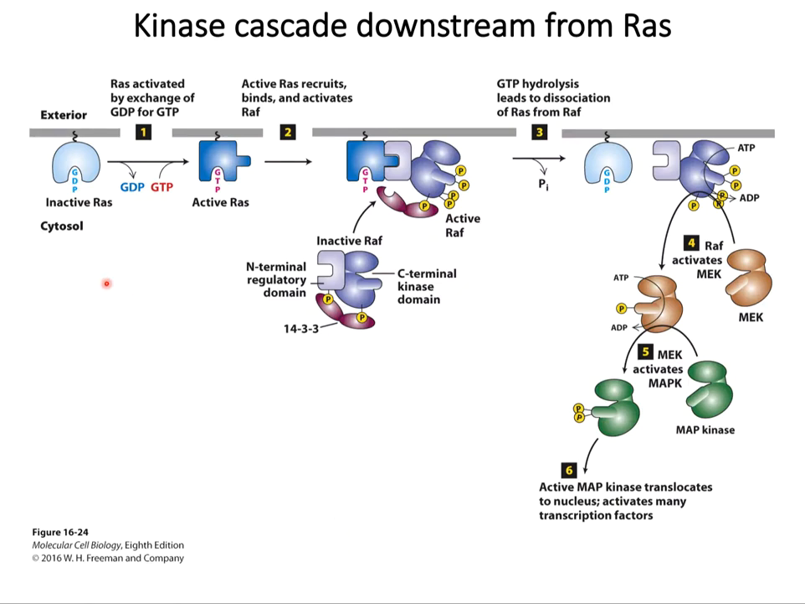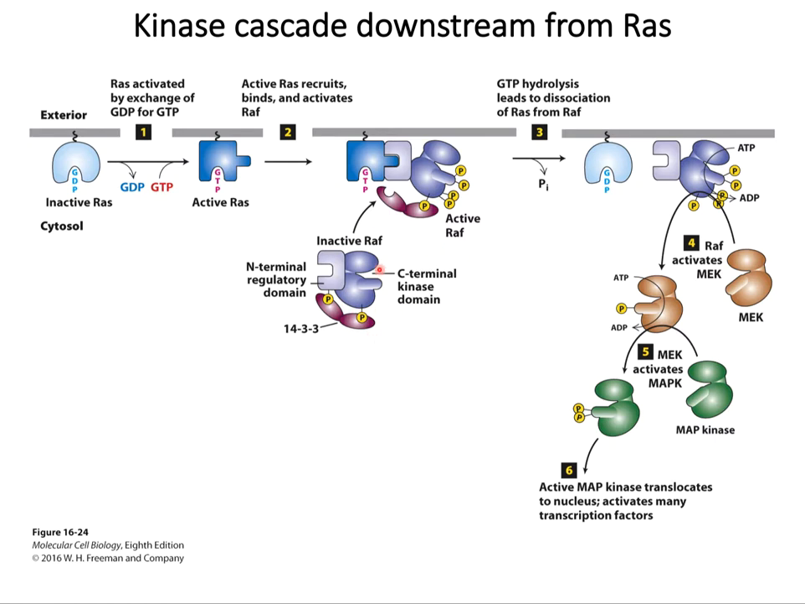So now let's take a look at what happens downstream of RAS. Once you have activated RAS in the membrane, which is step 1 in this slide, then active RAS can recruit and bind another kinase known as RAF. Now, the RAF is normally in an inactive state in the cytosol, as shown here, and it is bound with an inhibitory protein called 14-3-3.